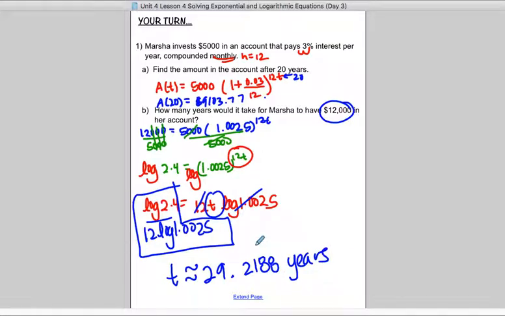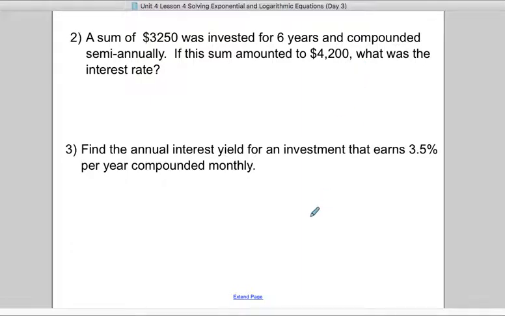So let's think about, does it make sense? After 20 years, she would have $9,100. So should it be more than 20 years to get $1,200? Yes. So there is your answer for 1B. All right. The next one.